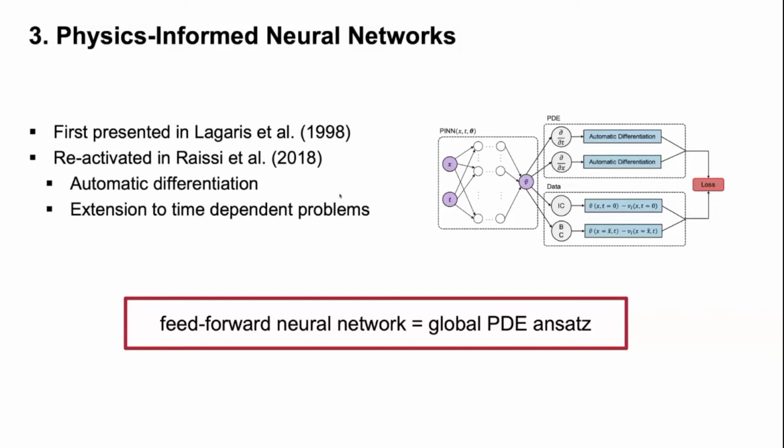First of all, I want to make you familiar with the general idea. The general idea is to take a feed-forward neural network as a global PDE Ansatzfunction. In finite elements or finite volumes or many other mesh-based methods, we always have Ansatzfunctions which are defined only on a grid, only locally. And here, the neural network is a global ansatz to the PDE.